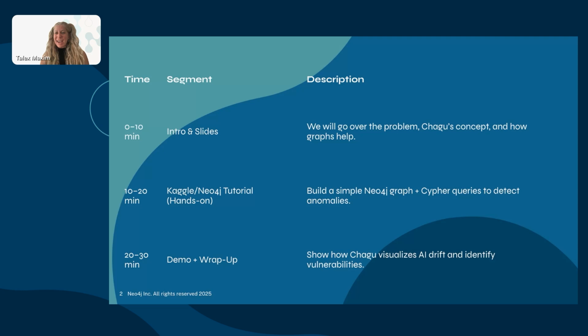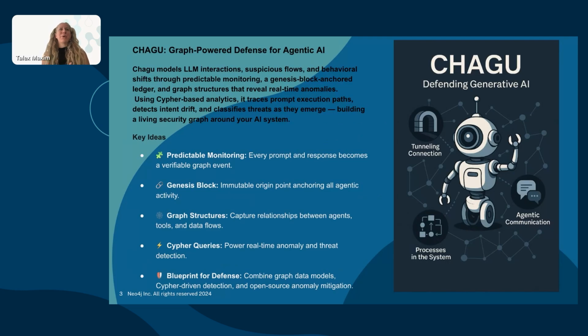So what is Chagu? Chagu is graph-powered defense for agentic AI. Chagu models LLM interactions, suspicious flows, and behavioral shifts through predictable monitoring. We're using a Genesis block, graph structure, and real-time anomaly capturing. We're using Cypher-based analytics, and we will go over several examples of how we do it, with trace and prompt execution and different anomalies.